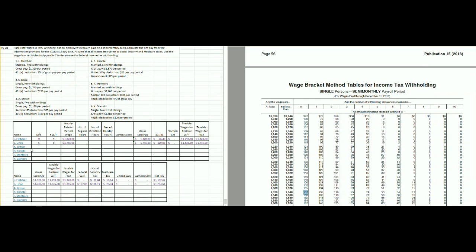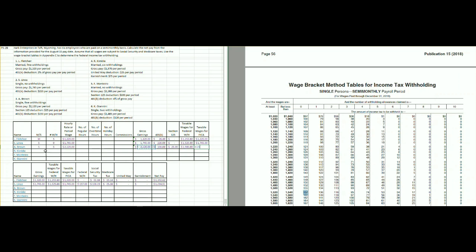Our next employee is A. Brown. A. Brown is single with 5 withholding allowances and earned $2,120 this pay period. There's no information about commissions, so A. Brown's total gross earnings for the pay period are $2,120. Brown contributes $150 to 401k and $25 per pay period for the Section 125 plan. Taxable wages for federal are going to be the gross earnings less 401k less Section 125.